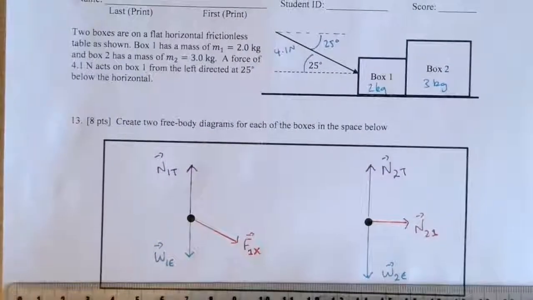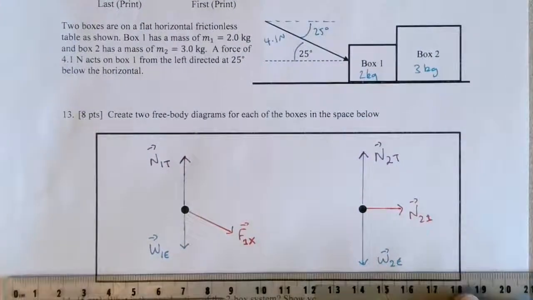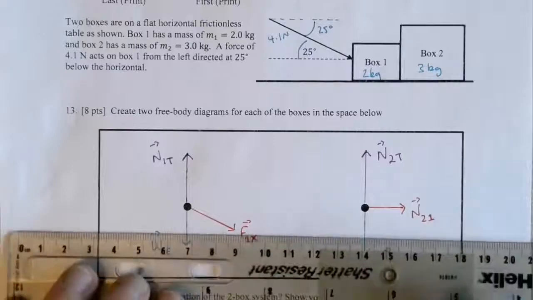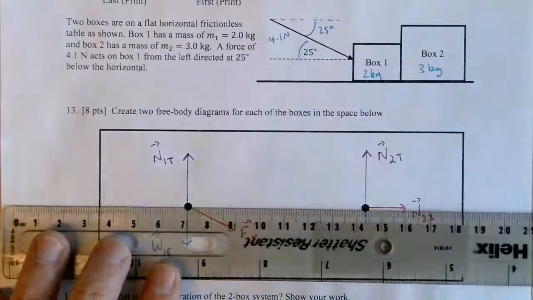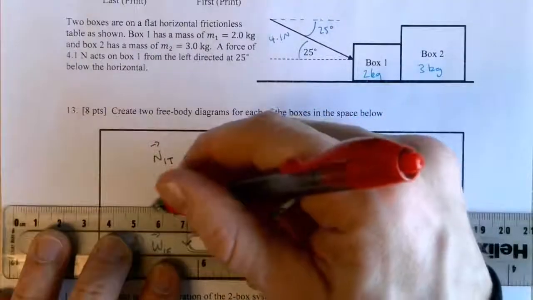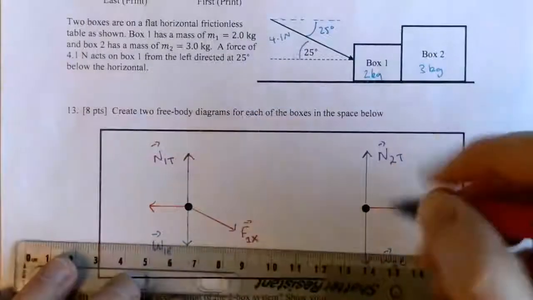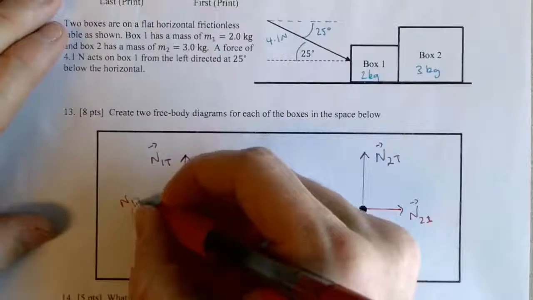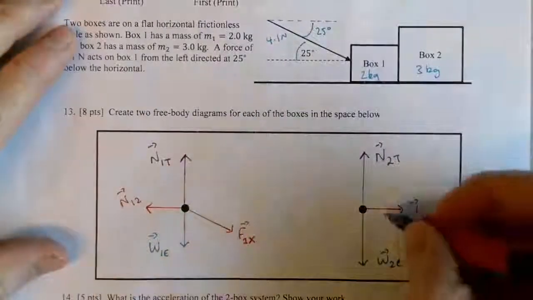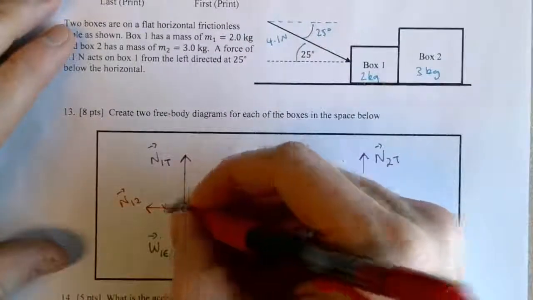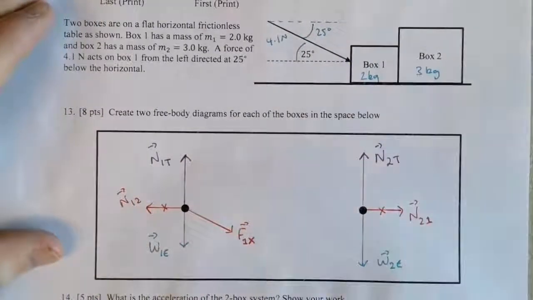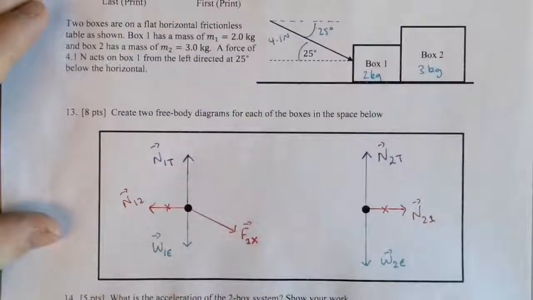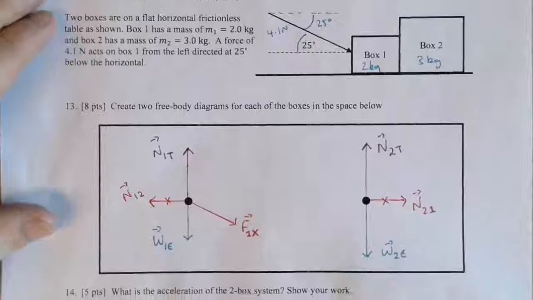And since box 1 pushes on box 2 to the right, then box 2 has to push on box 1 to the left. And these are the same magnitude. These 2 normal forces are in red pen. So this is the normal on box 1 by box 2. And you could show an X here to indicate that these are Newton's third law force pairs. And that should be your complete free body diagram.